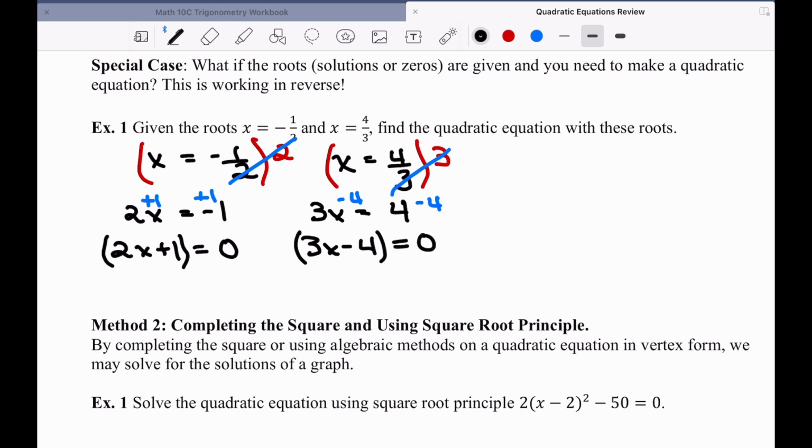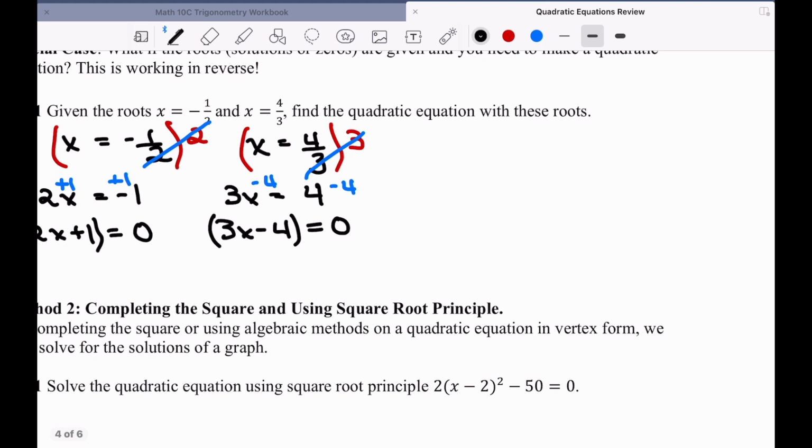Awesome. So now we have our two factors: 2x plus 1 and 3x minus 4. Let's put these together and see if we can expand this. We have 2x plus 1 and 3x minus 4, and this is all equal to 0, because if they're independently equal to 0, then together they can also be equal to 0.